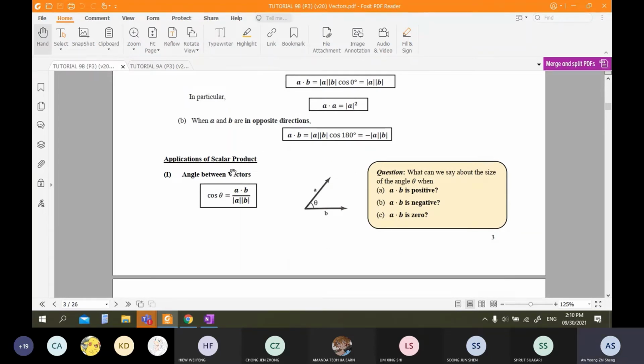Now, application of scalar product. This formula for cos theta, you have seen it before in chapter 9A. Again, a repetition. The only thing new here is this yellow box on the right. Okay, so let's have a bit of discussion about this yellow box here.